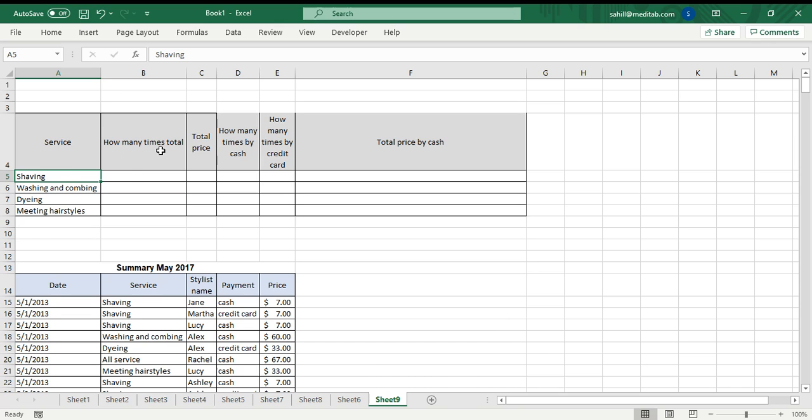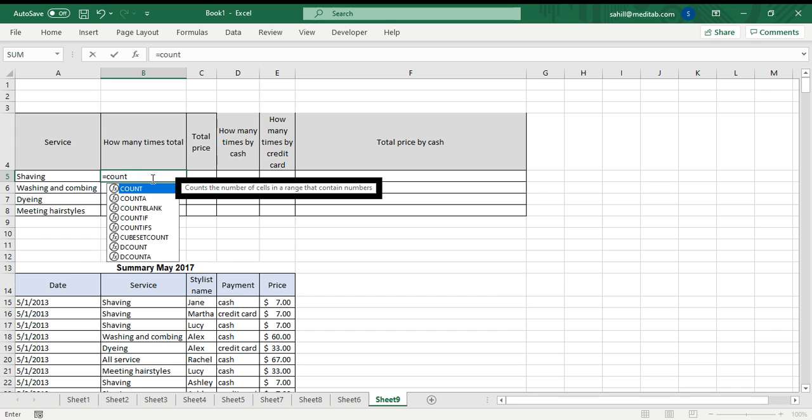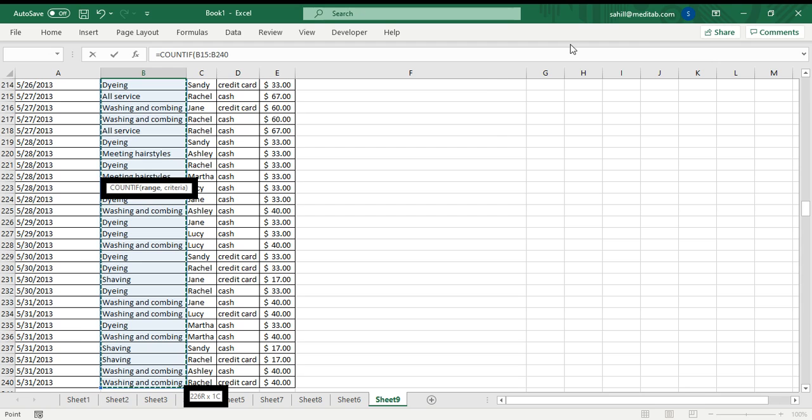Here it is asking me for the service shaving: how many times in total, which means the number of times the shaving is done, how many times the shaving option appears in this service. So, counting shaving equals COUNTIF, because there is only one criteria, shaving. I selected this range. I hope you know the shortcut also, Ctrl Shift Down Arrow. It selects the whole range.